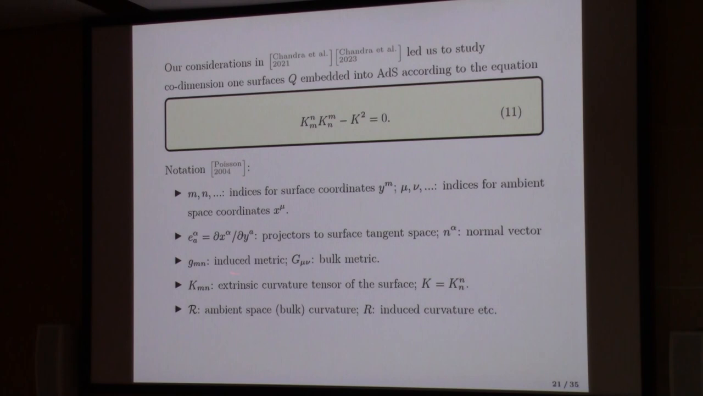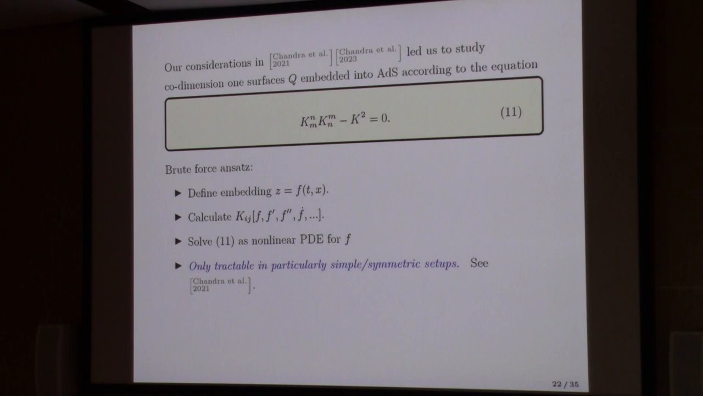So, what do we do with these equations? The most straightforward thing would be a brute force answer. So you just say, okay, my coordinate set for this surface Q is described by a function f of t and x, the other coordinates, then I calculate these extrinsic curvatures and plug this in, and I get a lot of nonlinear PDEs for f. And this is only tractable in symmetric setups where we use translation invariance as an assumption or so. So this doesn't really work.